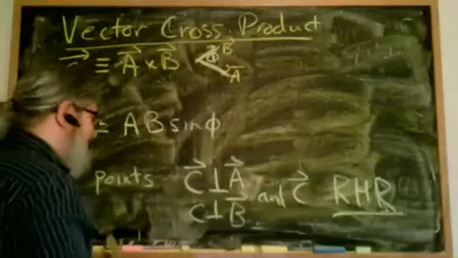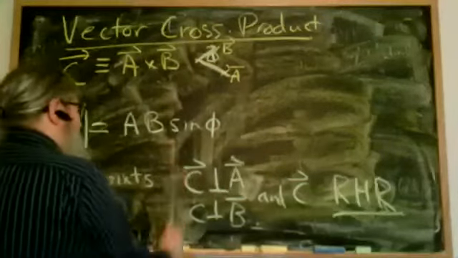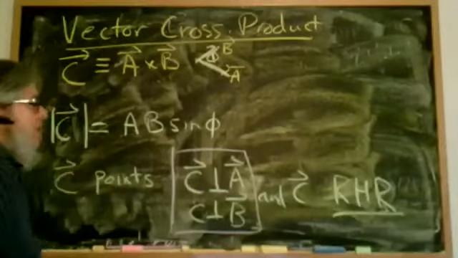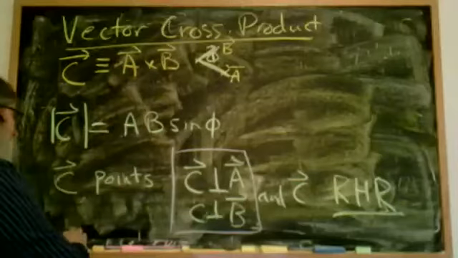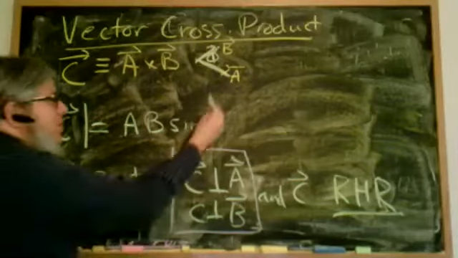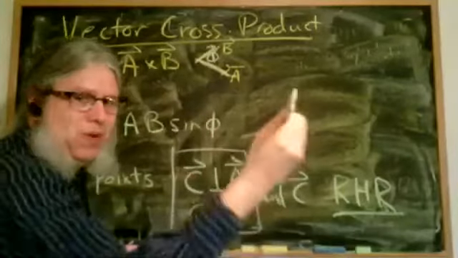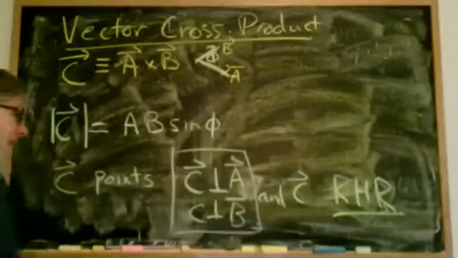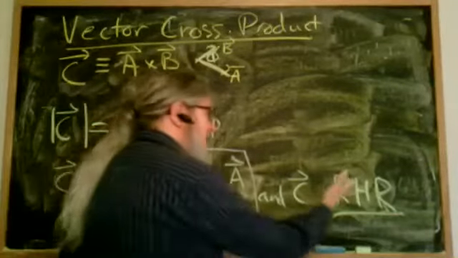And this is the fundamental definition. If you ask the question, which way does it point? That's the answer. It points perpendicular to both A and B. And the only ambiguity is, does it point with the arrow coming at you, or does it point with the arrow going away from you? That's the only question. And to resolve that ambiguity, we use something called the right-hand rule.